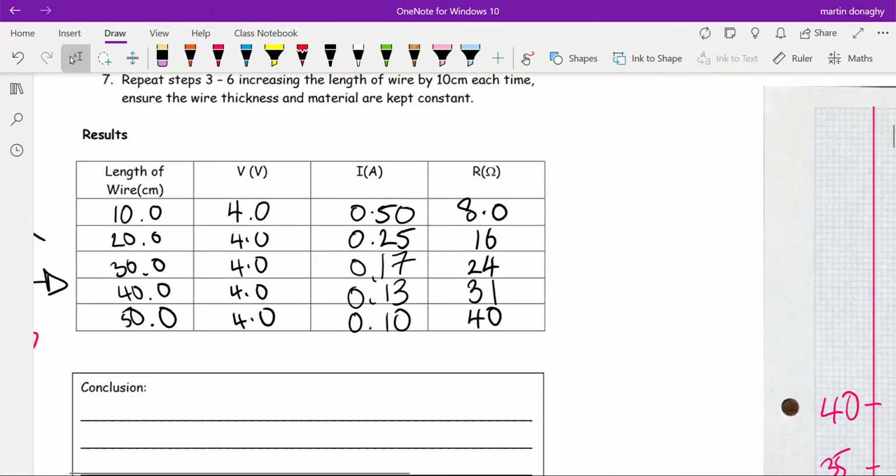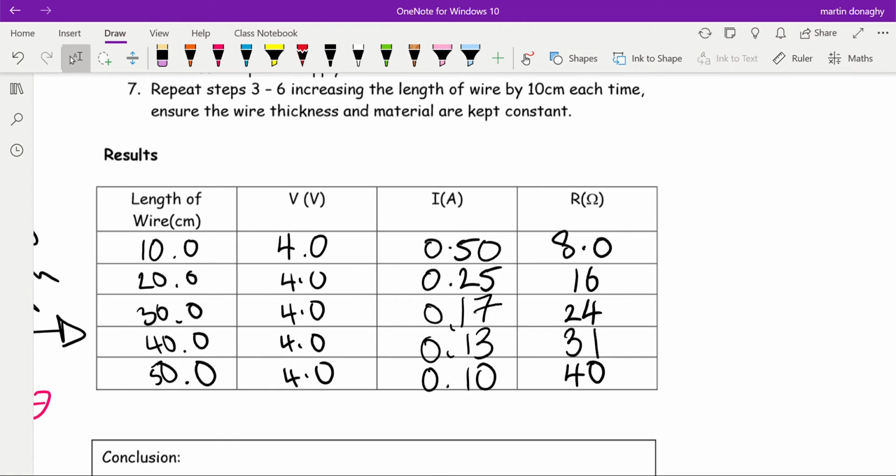Okay, so these are the typical results we got from our experiment. You can see we've increased the length of the bar by 10 each time. We've measured the voltage and the current, but that's to allow us to work out the resistance here in the right-hand column. What you should do is draw a graph of length of the wire, our independent variable, on the x-axis as usual, and resistance on the y-axis.